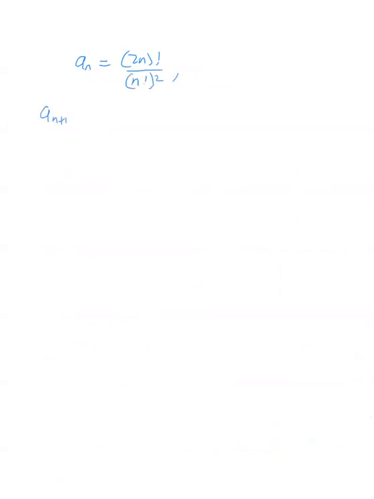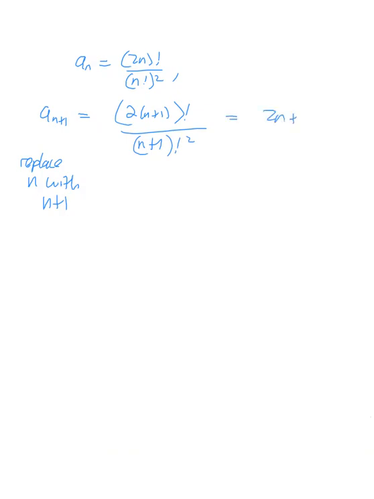I'm just going to first write out a_{n+1}. So that means you replace n with n plus 1 everywhere you see it. So 2 times (n plus 1) factorial divided by ((n plus 1) factorial) squared. So now I'm going to expand this. So this is (2n plus 2) factorial divided by (n plus 1) factorial times (n plus 1) factorial.